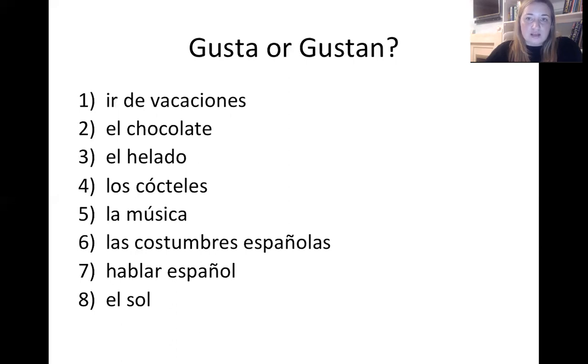Hablar español, it's a verb. So verbs, if you'll remember, are gusta, not gustan. So it's me gusta hablar español. 8, el sol, singular, so it's me gusta. So hopefully we've got those all correct. So just to go over them again, 1 is gusta, 2 is gusta, 3 is gusta, 4 is gustan, 5 is gusta, 6 is gustan, 7 is gusta, 8 is gusta.